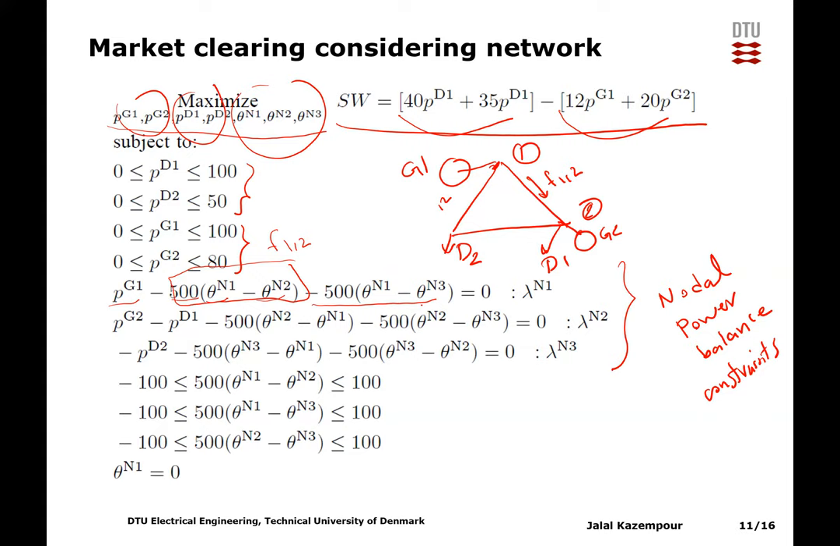So I said that f1,2 is a demand for one, but it's a generation for two. But in the second one, again, we have minus. Why? We have the sign of the flows, of the voltage angle change. So yes, we can have it minus theta n2 minus theta n1, or plus 500 times theta n1 minus theta n2. So f1,2 is equal to minus f2,1.